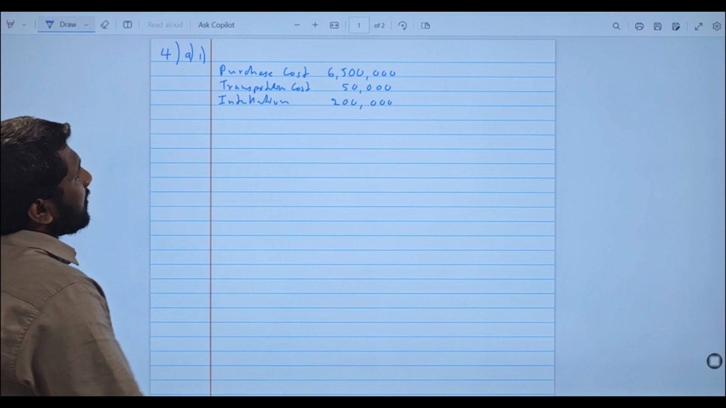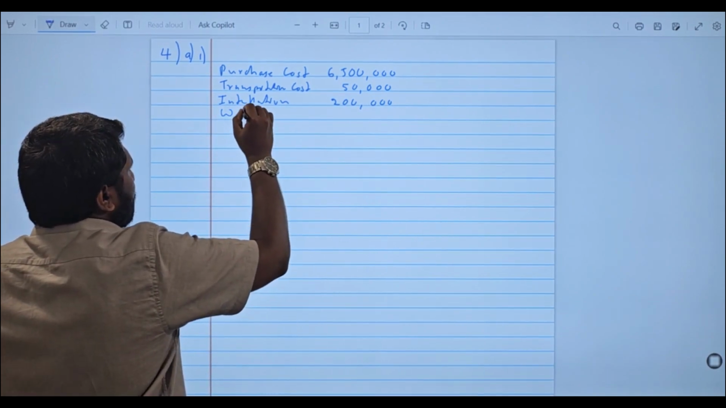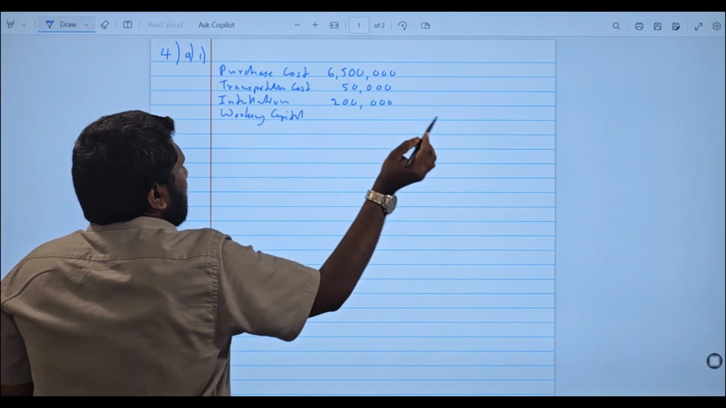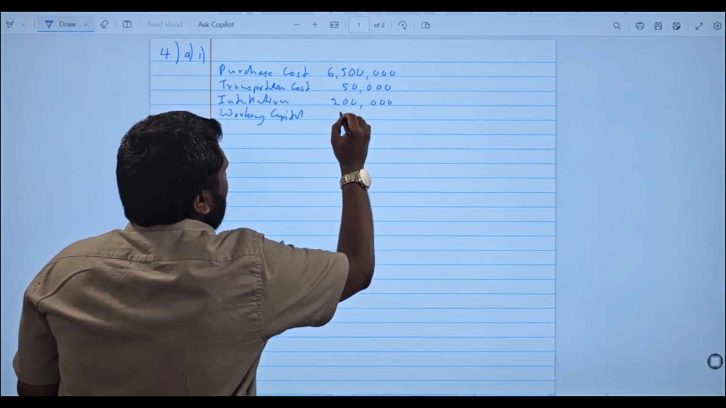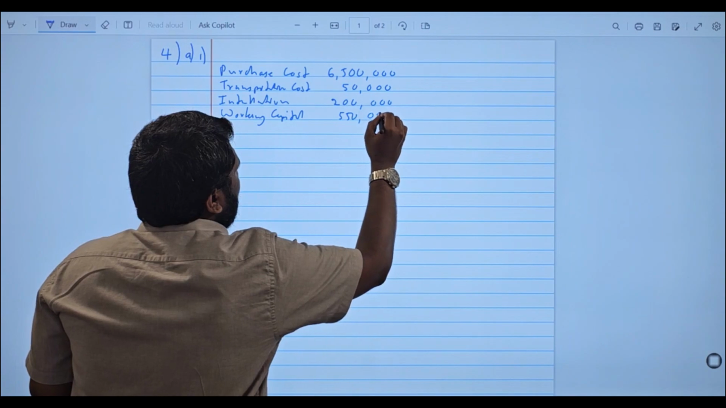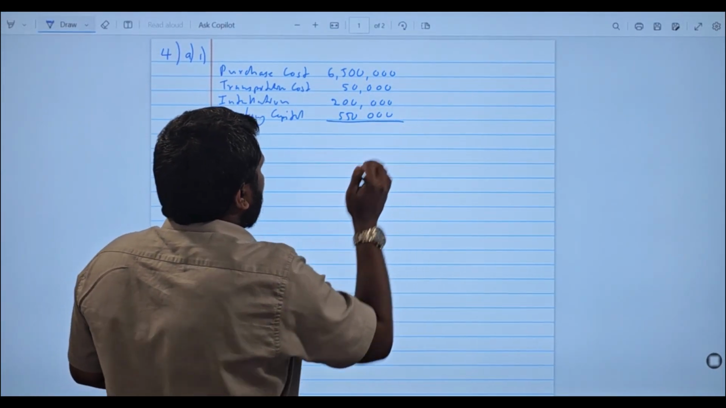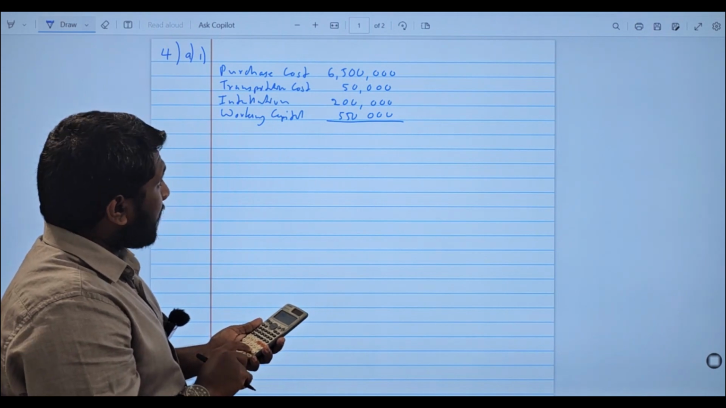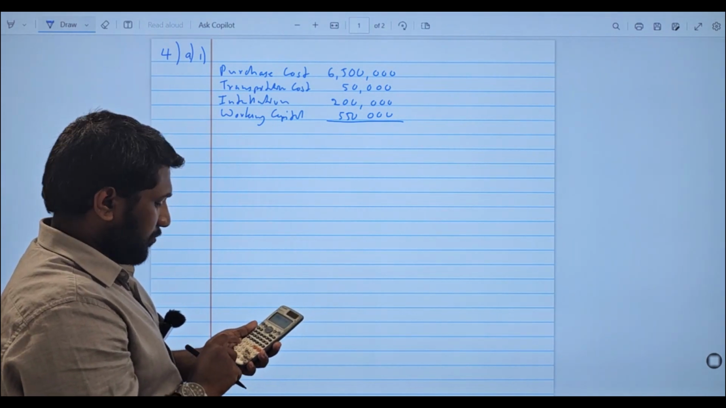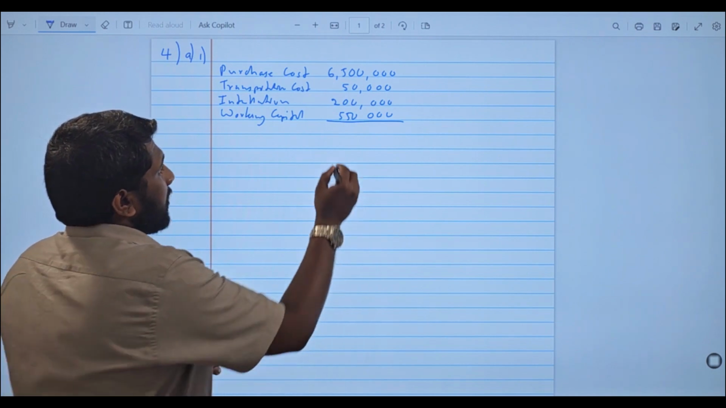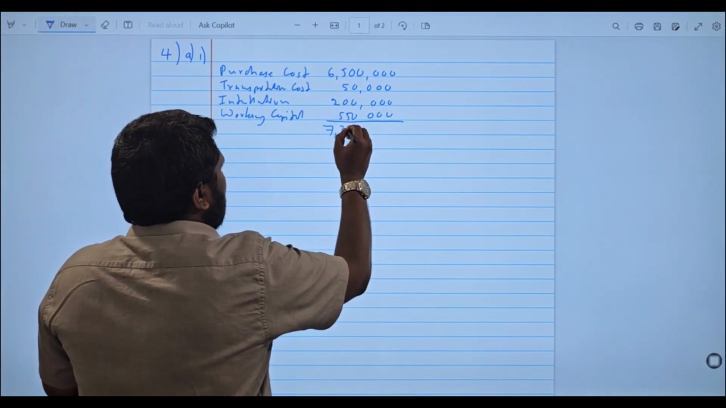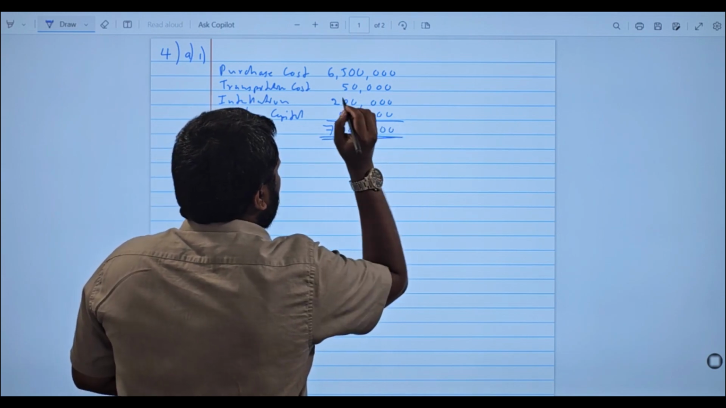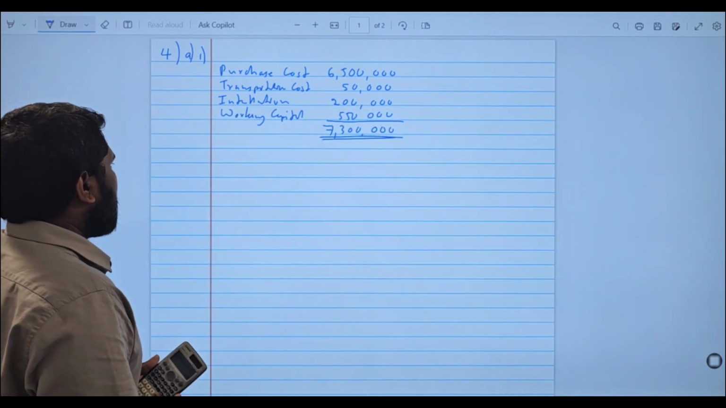So how much is that? Working capital is 550,000. Let me get the total: 6,500 plus 50,000 plus 200,000 plus 550,000. I am getting a value of 7.3 million. So this is the answer for part 1.